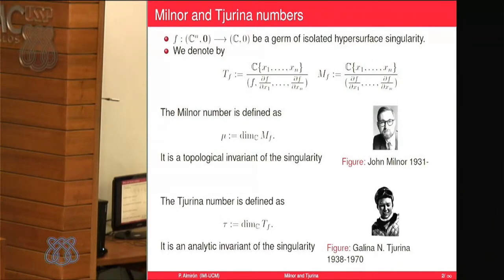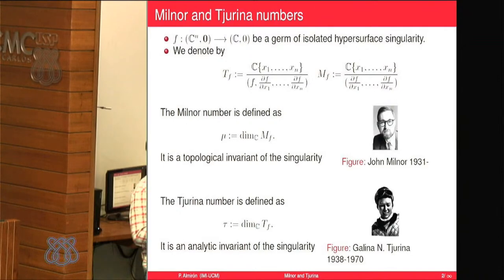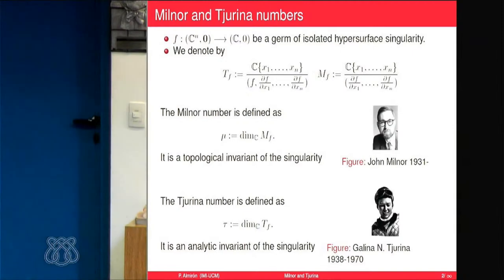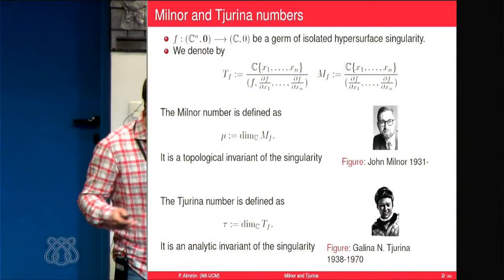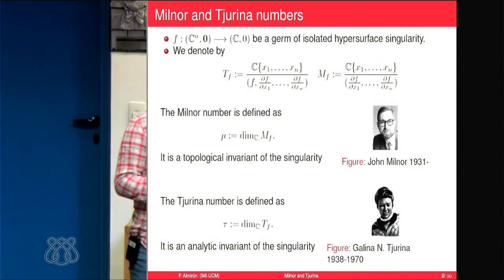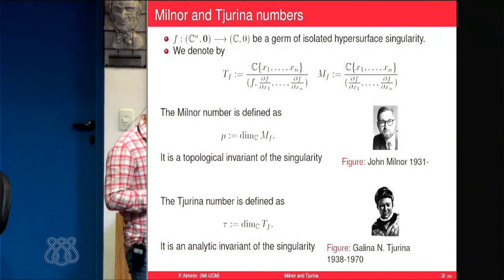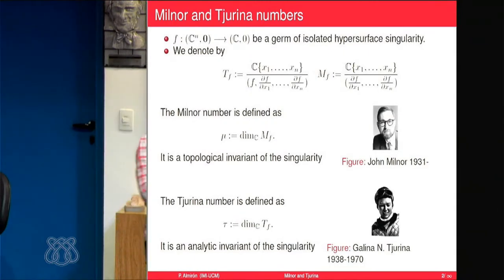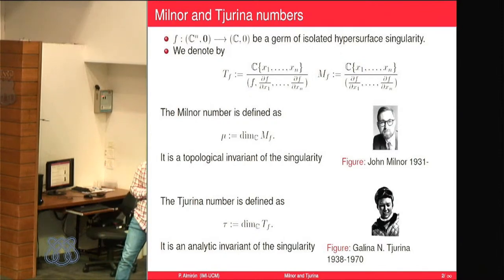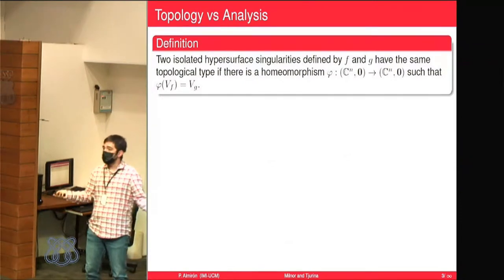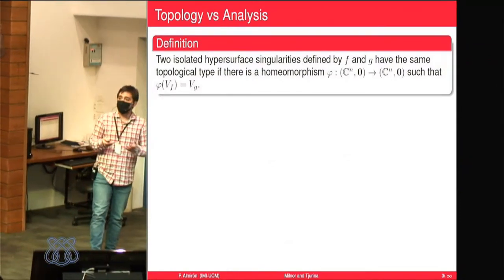And we can define also the Tjurina number, that is an analytic invariant of the isolated hypersurface singularity. And here is Galina Tjurina. I encourage you to read the obituary of Tjurina. I think it's a very nice sketch of her work that is very interesting in singularity theory. So essentially, we are going to work with topological and analytic invariants. We want to compare them. So this is a tale about topology versus analysis.